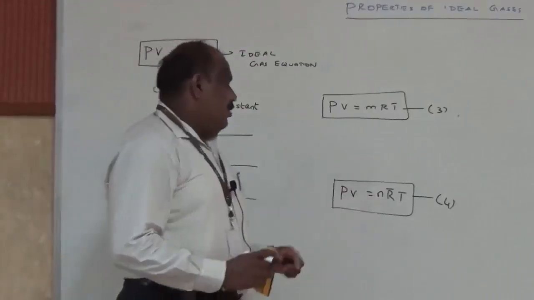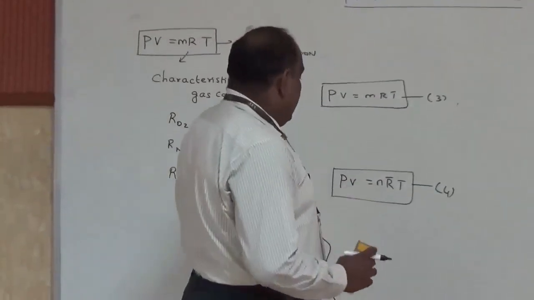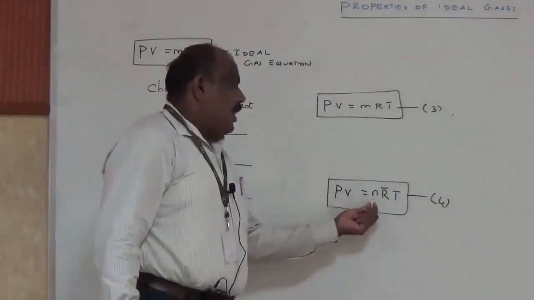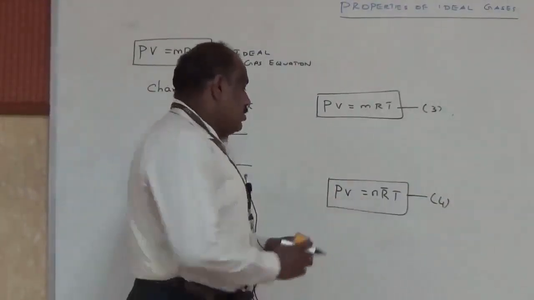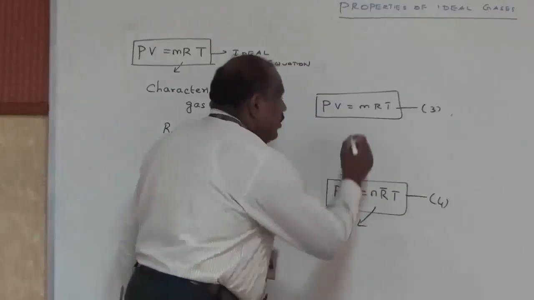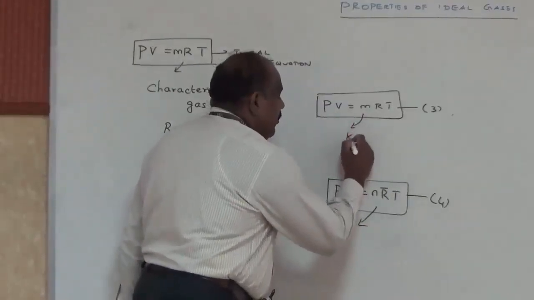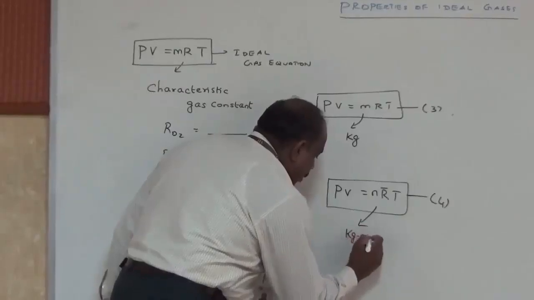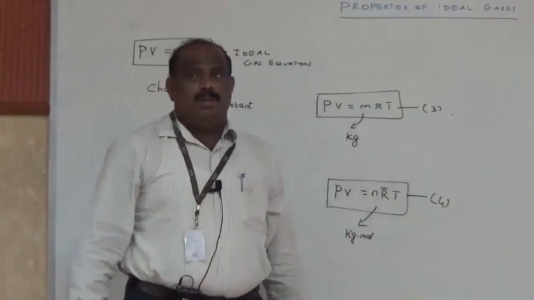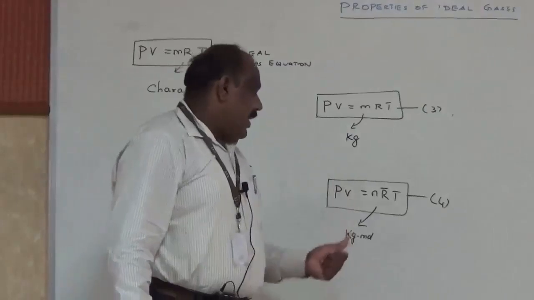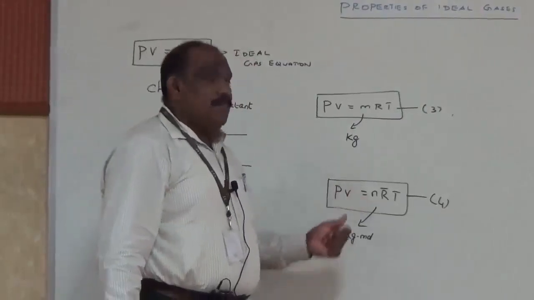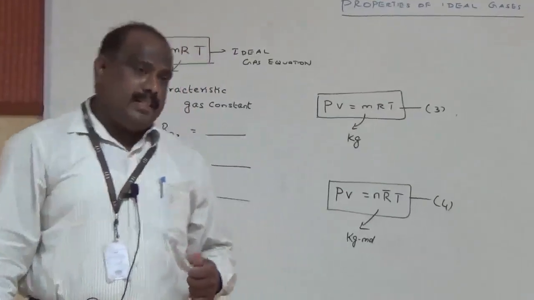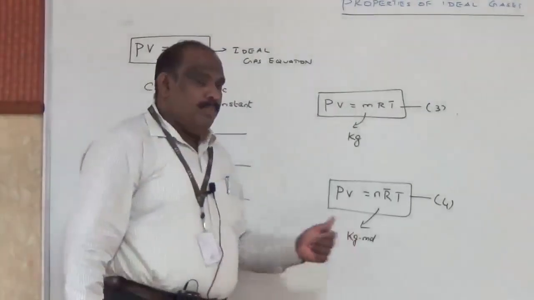Let us have the unit of N, so that will be useful. It's also similar to the mass, but it's nothing but molar mass. What is the unit of mass? Kilogram. So similarly, the unit of N should be kilogram mole. So don't think in your mind that N is a number of moles. It is not like that. N is representing the molar mass, and hence N has a unit of kilogram mole.